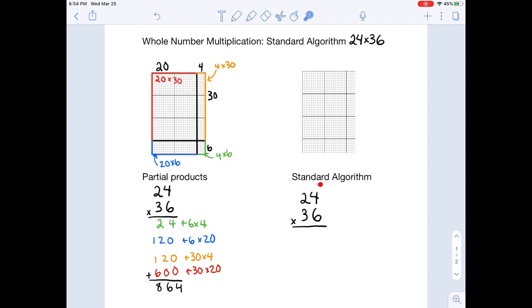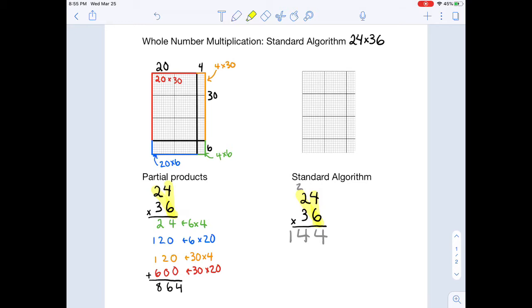The standard algorithm is just a more efficient version of the partial products algorithm. So let's go through step by step and see how they're related. To start with, I take 6 times 4 and 6 times 20. In the standard algorithm, I'll follow the same pattern, except now I'm going to say it like this. 6 times 4 is 24, carry the 2, 6 times 2 is 12, plus 2 is 14, and record it all on one line.